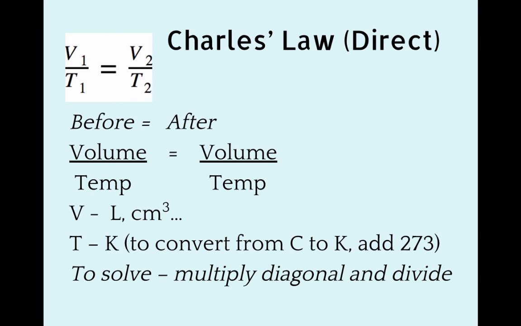To solve, you're going to multiply diagonal and divide because this is an actual proportion. You're going to have two numbers diagonal from each other, multiply those two numbers, divide by the third number no matter where it is, and that will give you the fourth variable that you're missing, the answer. This little template could be very helpful to set up as you read the problems.